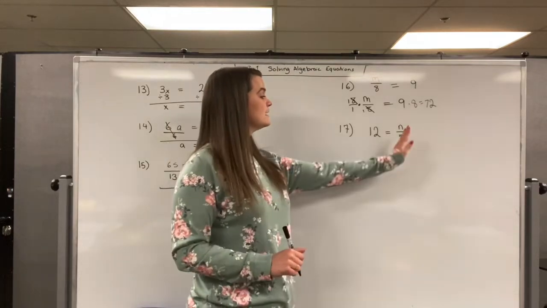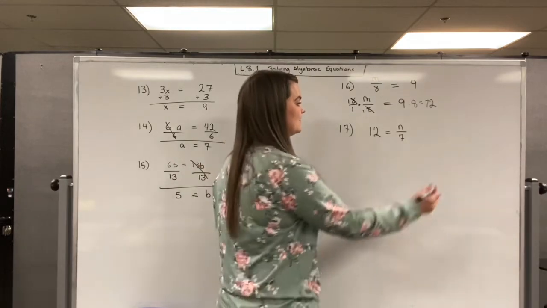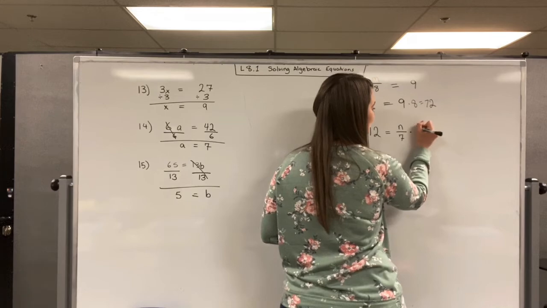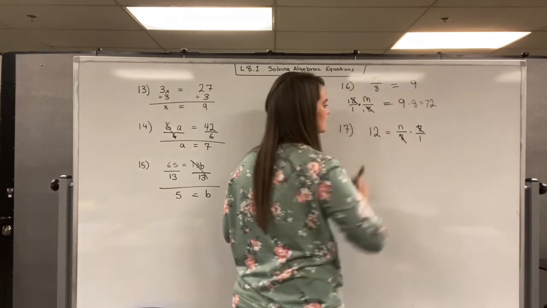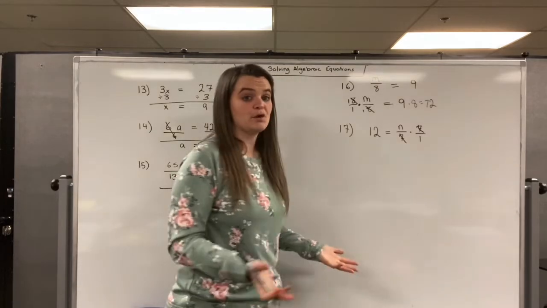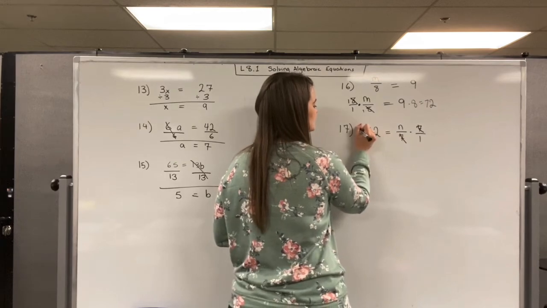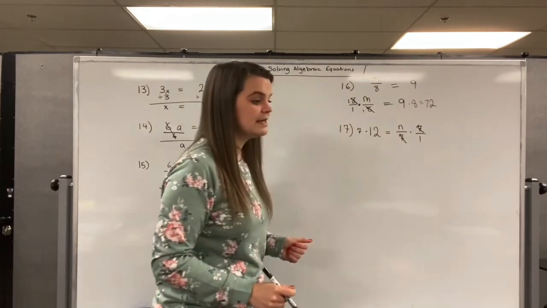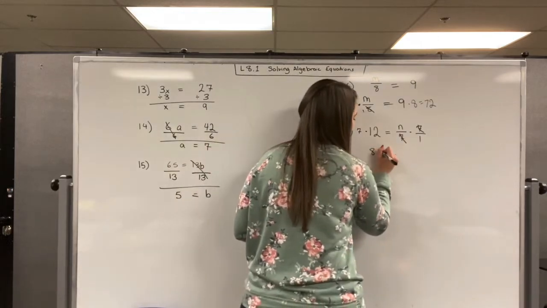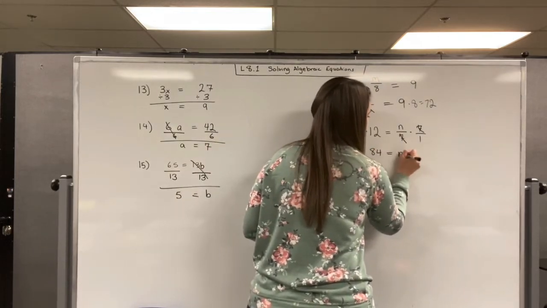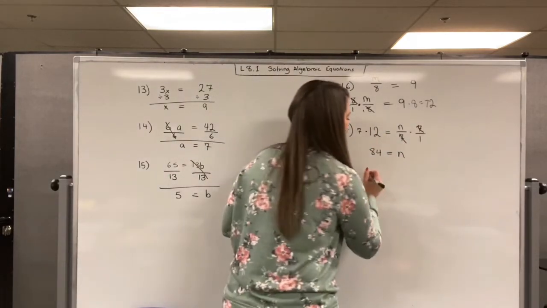All right, so we're dividing by 7, so we're gonna do the opposite of that and multiply by 7. So times 7 over 1, our 7's cross reduce, and we're left with just n over 1, which equals n. But if we multiply by 7 over here, we must multiply by 7 over here. And 12 times 7 equals 84. 84 equals n. Right? We double check that, plug it back in.